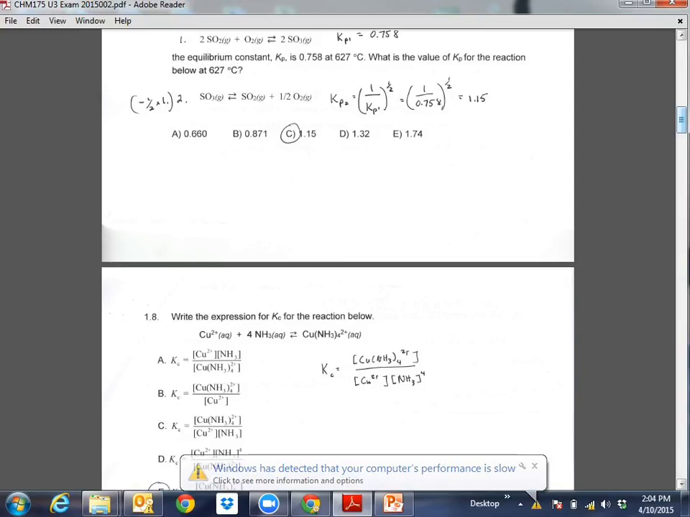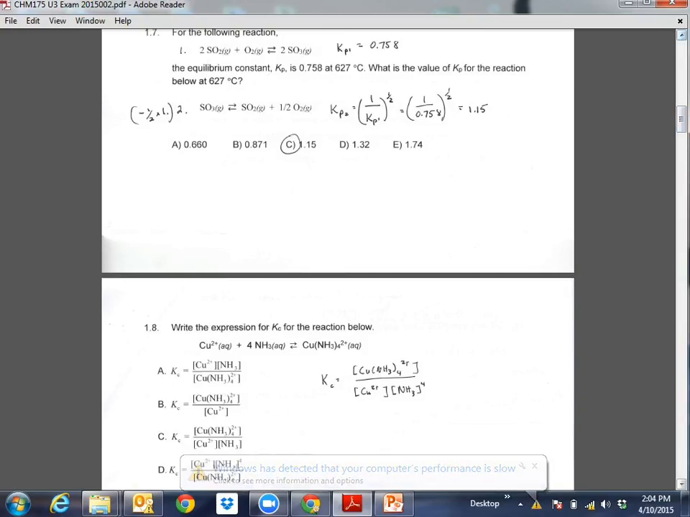Which of the following reactions? Let's see, what was it? So for this equilibrium, it gives the Kp, and given that one, what is the Kp for the 2? The relationship between equation 1 and equation 2 is reversed and times 1/2. So you can see what I did here was take the inverse of Kp1 and also raise it to the 1/2 power. So 1.15 is the new Kp for that second equation.